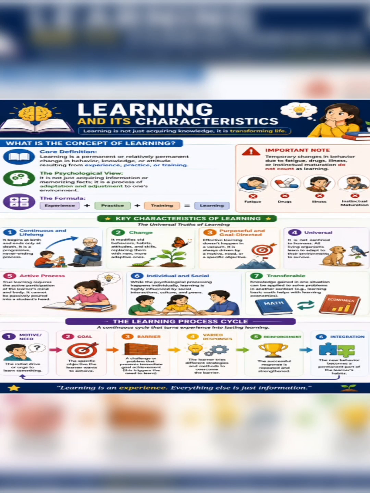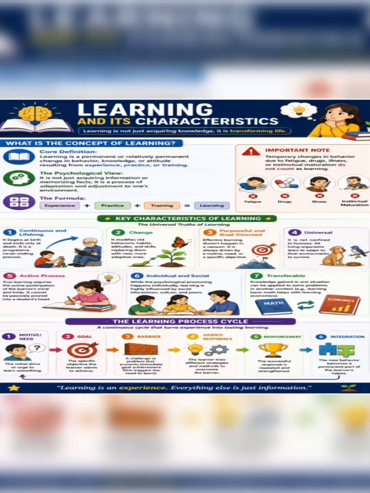Let's get started. So, now let's break down the 7 key characteristics of learning, the universal truths of how knowledge integrates into our lives. Number 1, continuous and lifelong. It begins at birth and ends only at death. It is a progressive, never-ending process. Notice the graphic showing a child growing into an elderly person reading a book. Number 2, change. Learning naturally modifies old behaviors, habits, attitudes, and skills, replacing them with new, more adaptive ones, like a seedling growing into a flower.